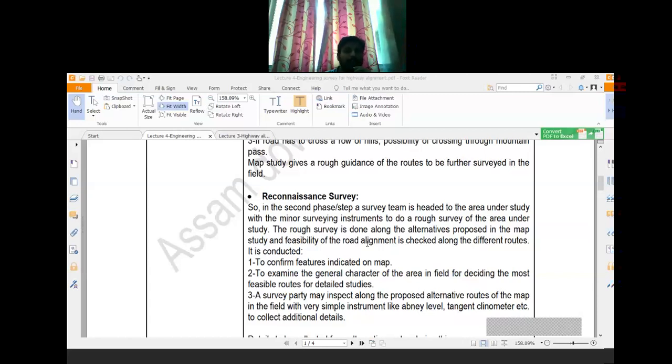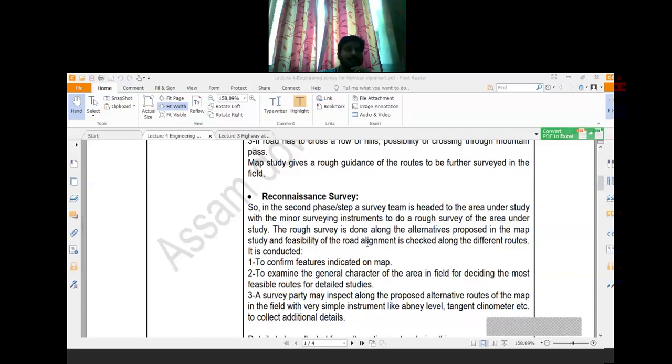And a survey party may inspect along the proposed alternative routes of the map in the field with very simple instruments, as I have discussed. So the first one was your map study. Suppose in the map study you have decided on 10 alternative routes. So in the reconnaissance survey you will go along with those routes and select the best feasible routes from the alternative routes.